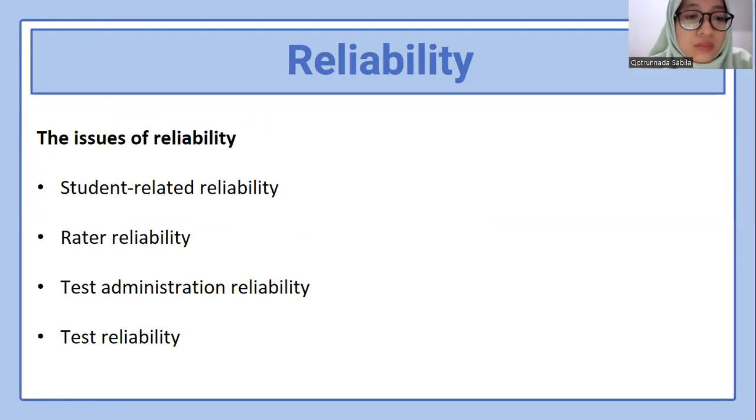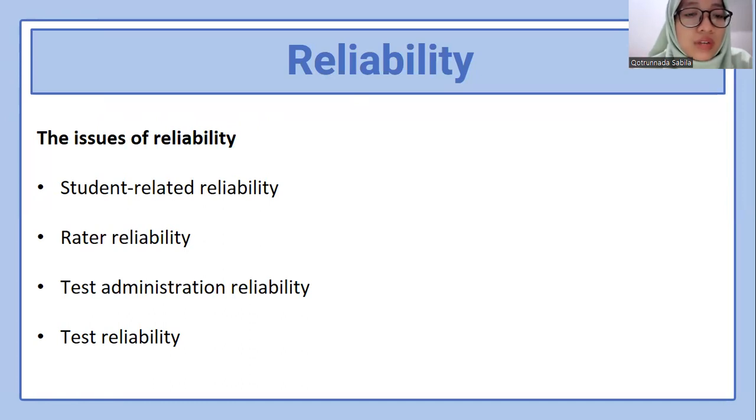It's caused by temporary illness, fatigue, apathy, anxiety, and other physical or psychological factors which may make an observed score deviate from one's true score. And then rater reliability. Rater reliability occurs when two or more scorers yield inconsistent scores of the same test, possibly for lack of attention to scoring criteria, inexperience, inattention, or even preconceived biases.